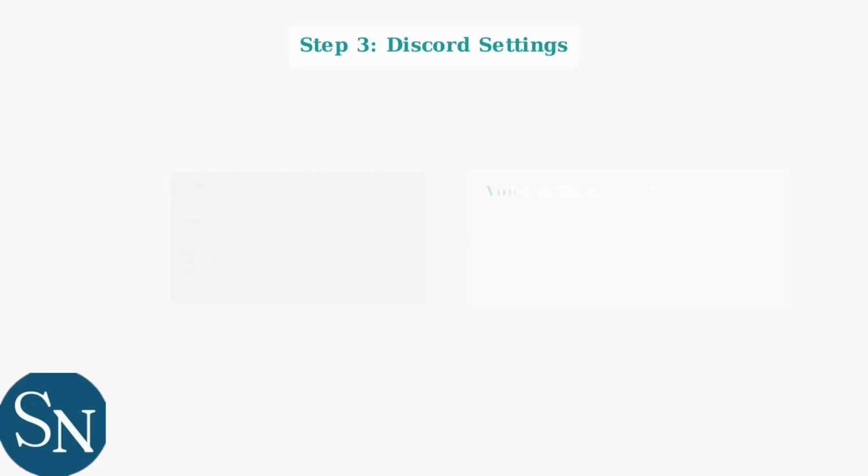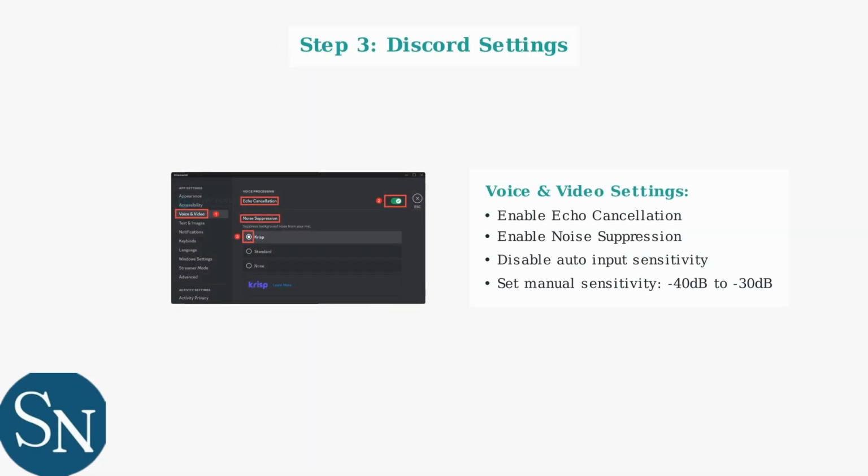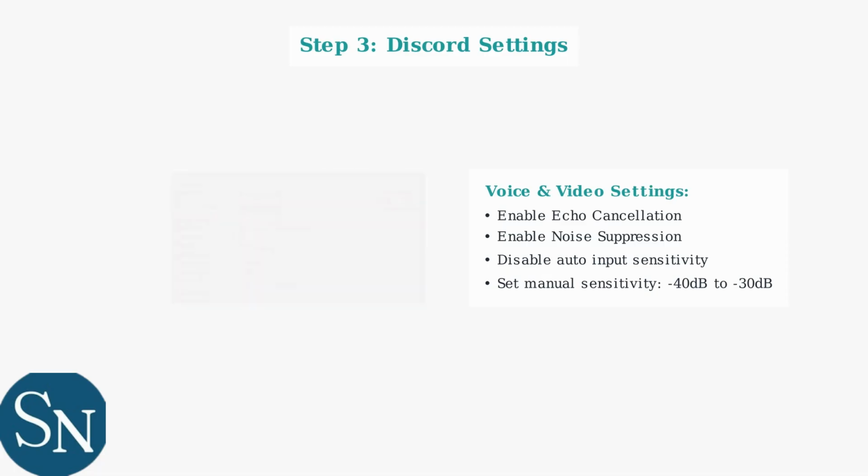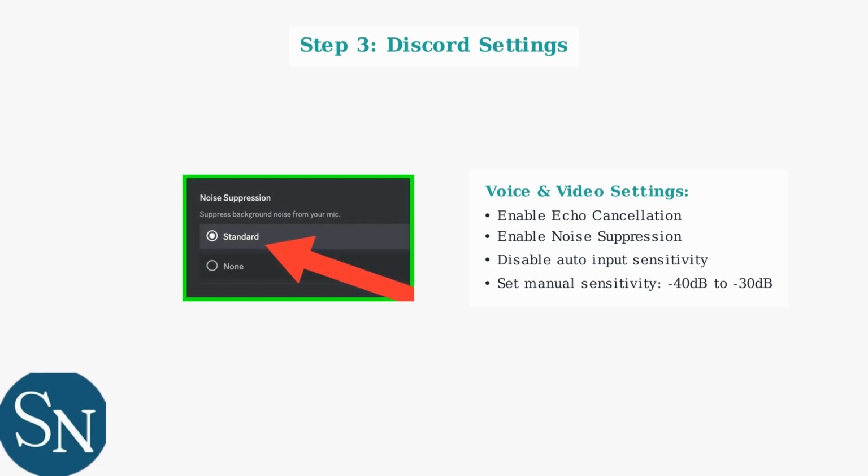Step 3 focuses on application-specific settings. Discord has built-in echo cancellation features that work well with the HyperX Cloud Alpha. Make sure both echo cancellation and noise suppression are enabled. You can choose between standard or crisp for noise suppression. Both work well for echo prevention.